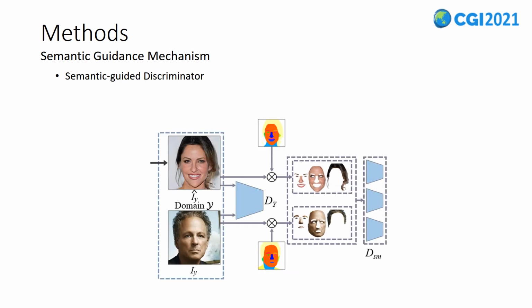Besides, we propose a semantic guided discriminator. It can discriminate on different facial components with different receptive fields under the guidance of facial parsing maps. It improves the reconstructing ability of generators by providing an extra adversarial loss.